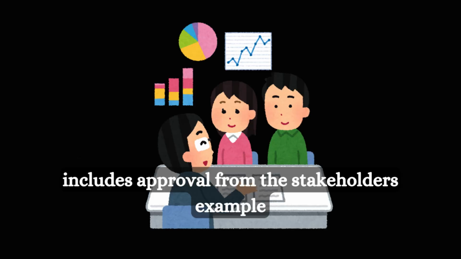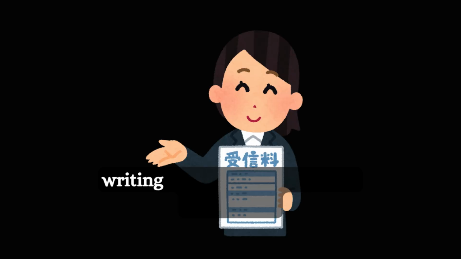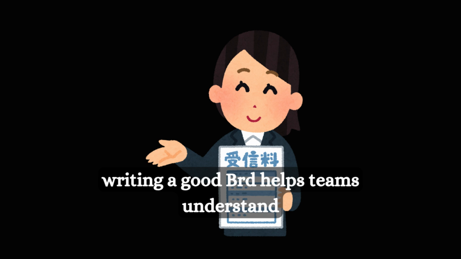BRD Section 8: Approval. This part we need to capture in the BRD also. The final section includes approval from the stakeholders. Example: business manager, product owner, project manager. This confirms everyone agrees with the requirements. Writing a good BRD helps teams understand requirements clearly, reduce project errors, and improve project success.